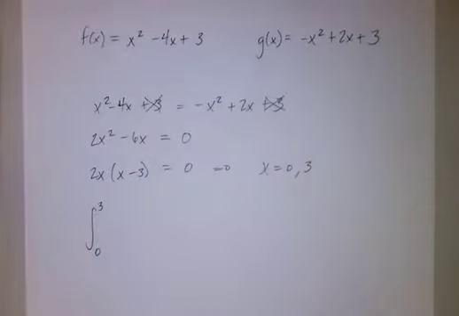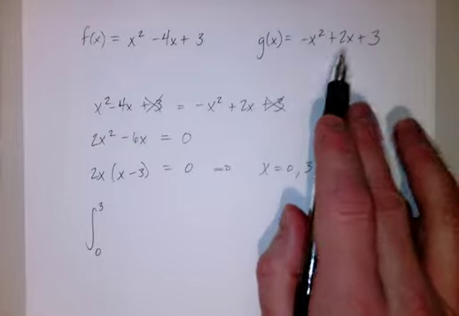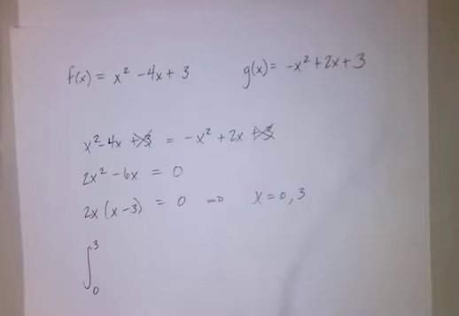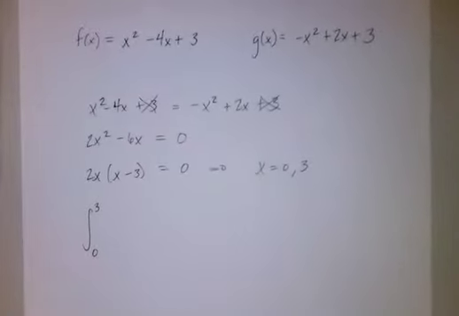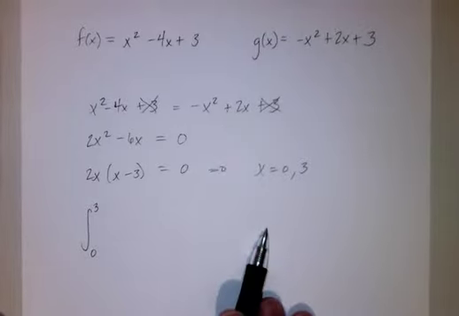Now, obviously, if they meet twice, the downward-facing parabola is going to be on top. It's going to be more positive on this interval from 0 to 3. But to confirm it numerically, could I do the same thing on this interval that I did on the last one?